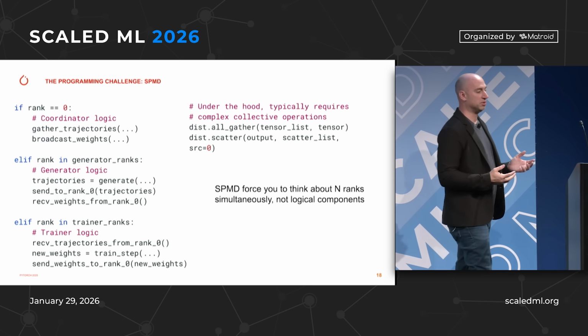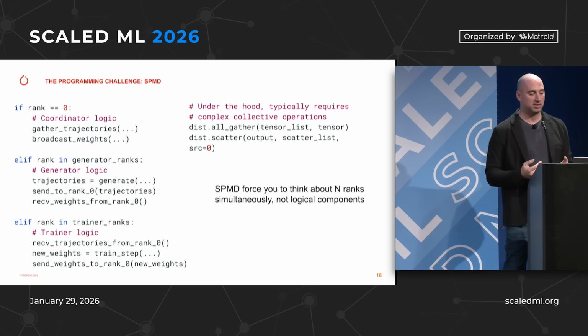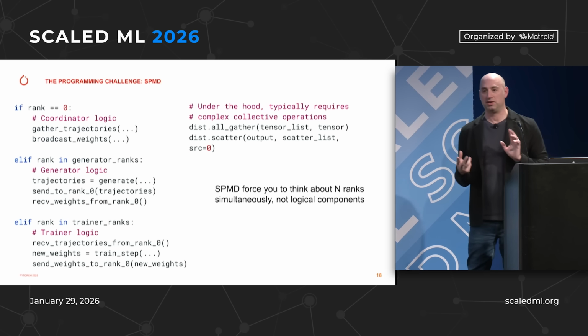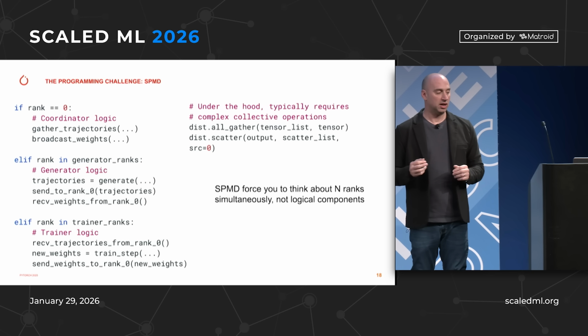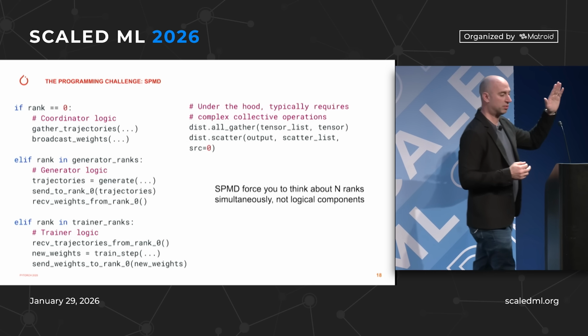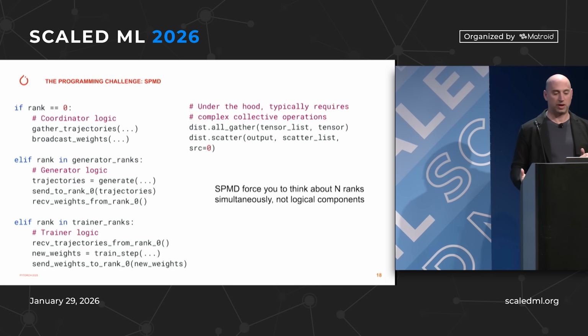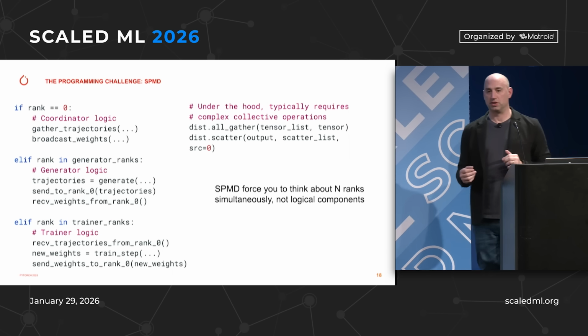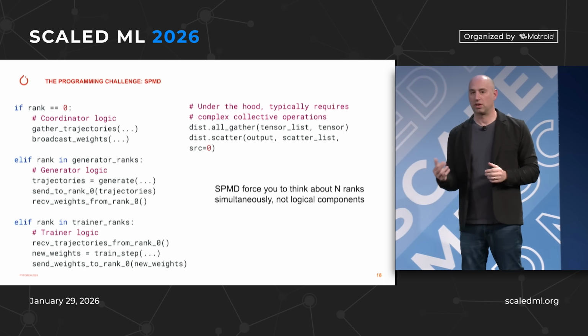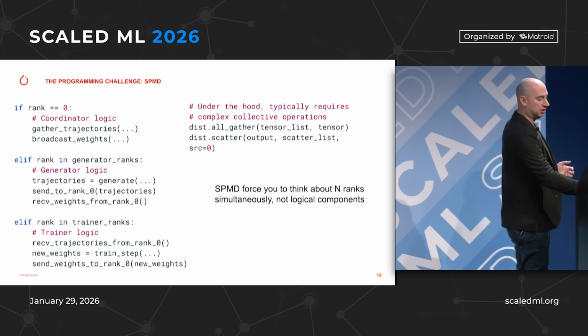But once you get into systems that are that much more complex, where now you have this branchy code of if-elses, and you'll have ranks for your generators, for your trainers. All of a sudden you're dealing with these underlying comms collectives. It becomes really, really complex.